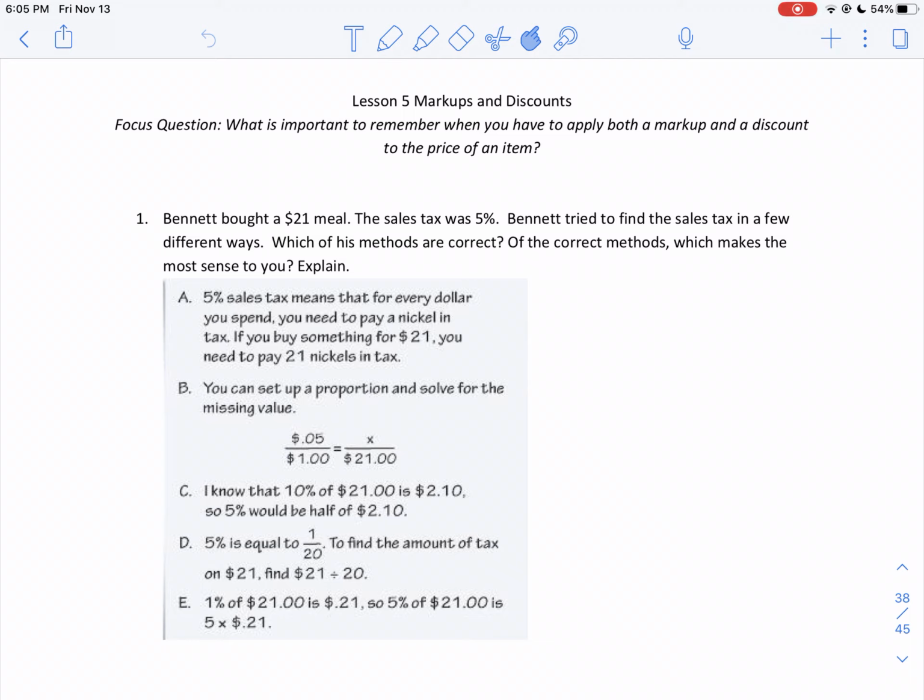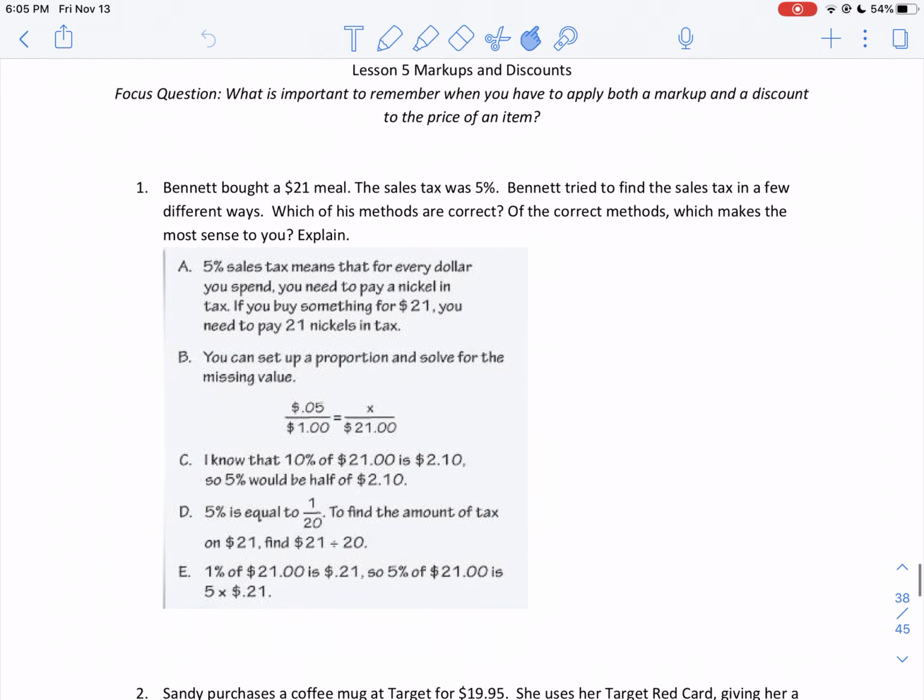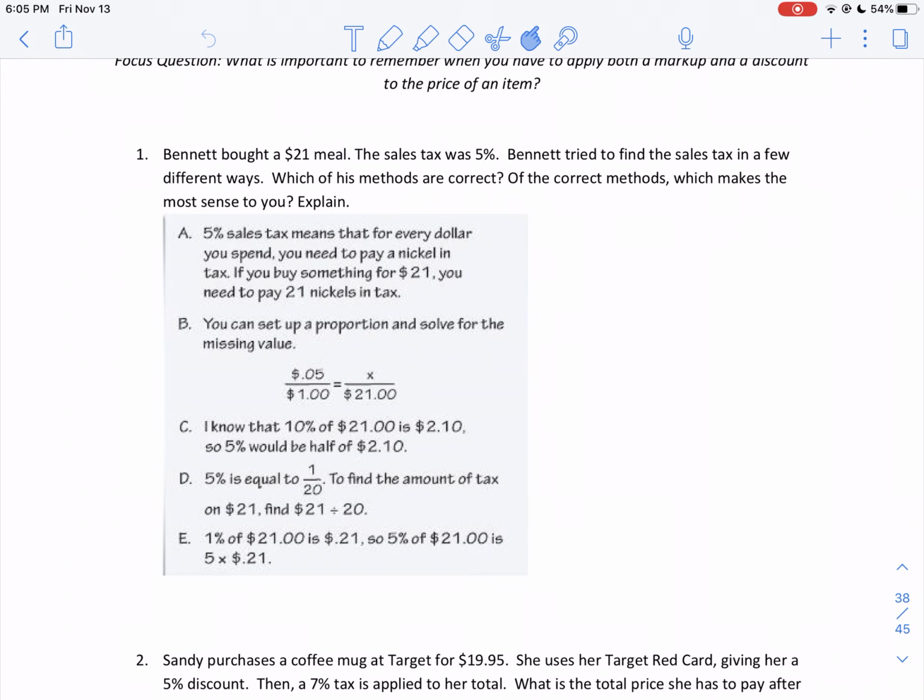So number 1, Bennett bought a $21 meal. The sales tax was 5%. Bennett tried to find the sales tax in a few different ways. Which of these methods are correct? Of the correct methods, which makes the most sense to you? And explain.